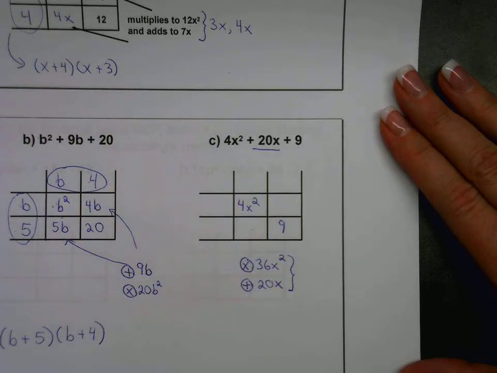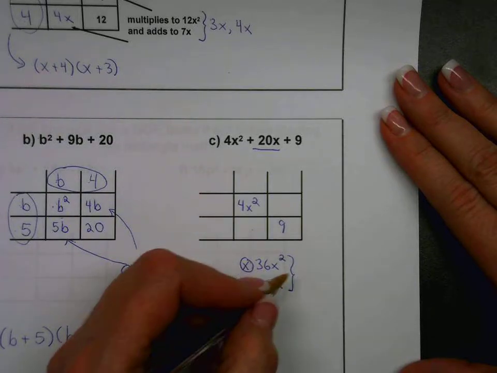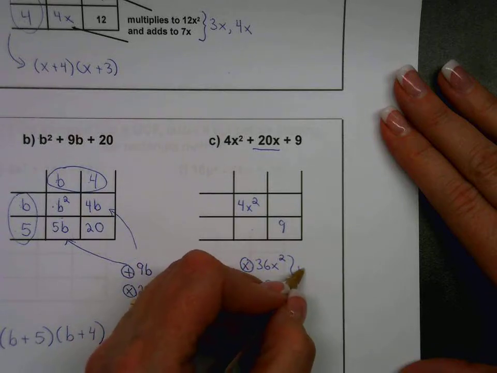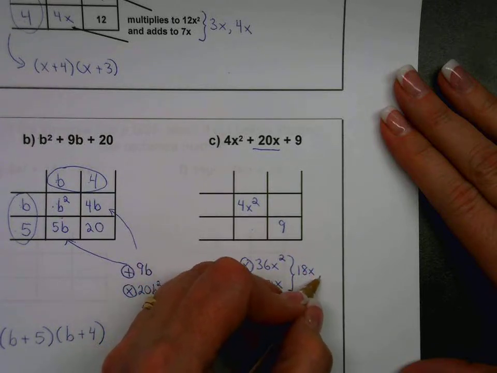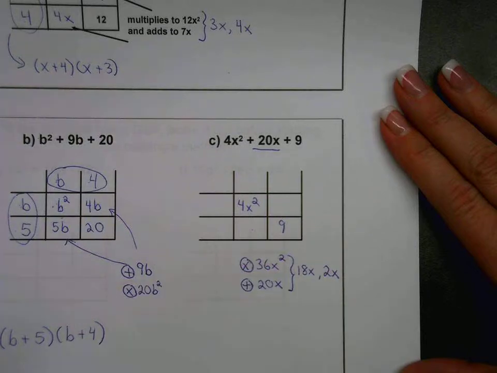Might take a little longer to figure this one out because the numbers are larger, but you will eventually find that if you picked an 18x and a 2x, it satisfies the conditions of the multiplication and the addition. I put the 18x and the 2x in two boxes. Again, it doesn't matter where you put the 2x, it doesn't matter where you put the 18x.